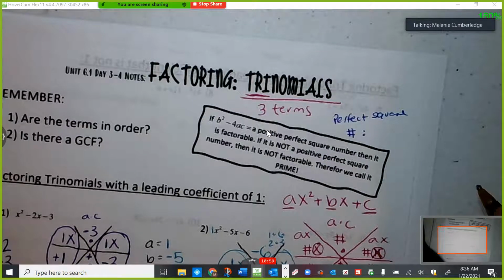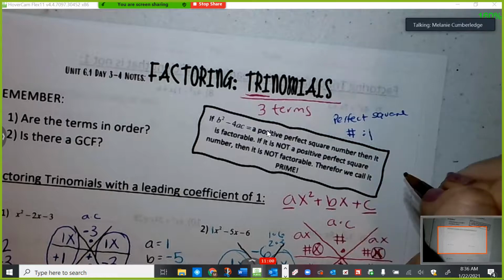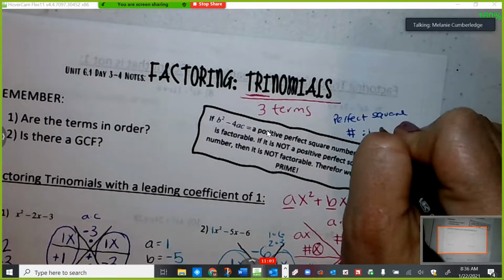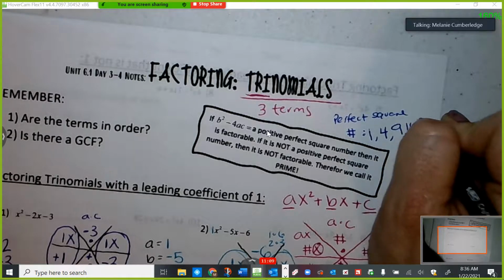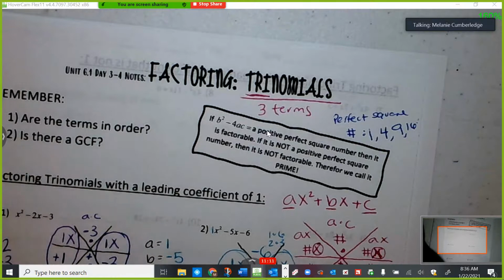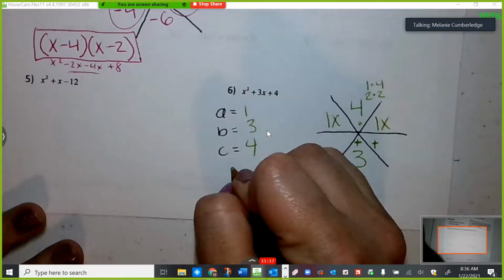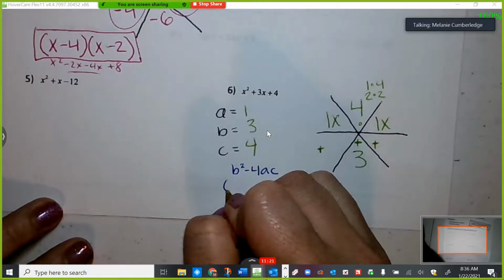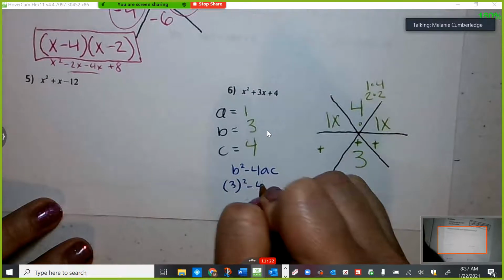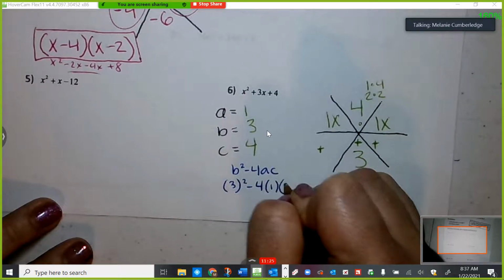A perfect square number is 1 because 1 times 1 is 1, 4 because 2 times 2 is 4, 9 because 3 times 3 is 9, 16 because 4 times 4. Does that make sense? Those are perfect square numbers. Okay? So if we look down here, we need to test out b squared minus 4 times a times c. So b is 3 squared minus 4 times a is 1 times c is 4.